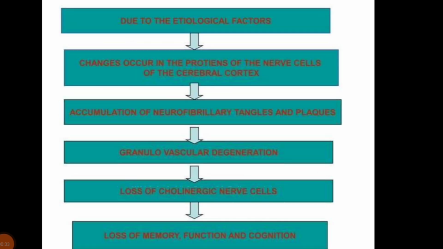Due to etiological factors, changes occur in the proteins of the nerve cells of the cerebral cortex: accumulation of neurofibrillary tangles and plaques, granules, vascular degeneration, loss of cholinergic nerve cells, and loss of memory function and cognition.